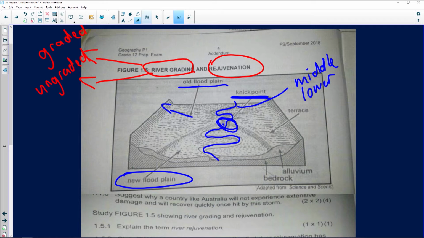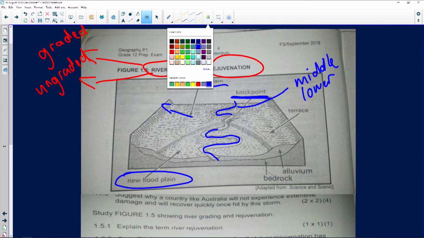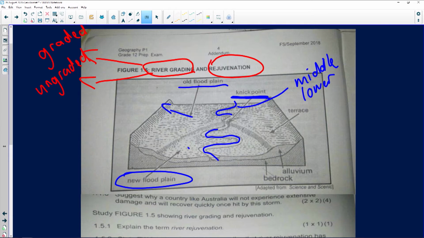Let me just wipe this off. After that little nick point situated over there, a new floodplain has been developed, and terrace-like slopes, which is a side profile, have been created because of this new floodplain. Then they talk about alluvium, which I'll discuss in the bit review, and then bedrock. But before I continue, let's just look at river grading.